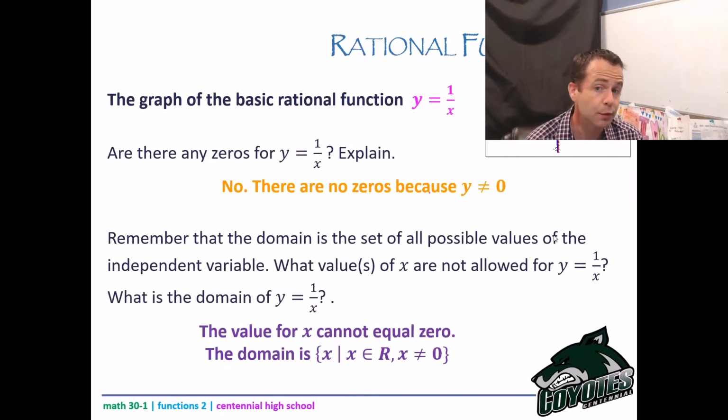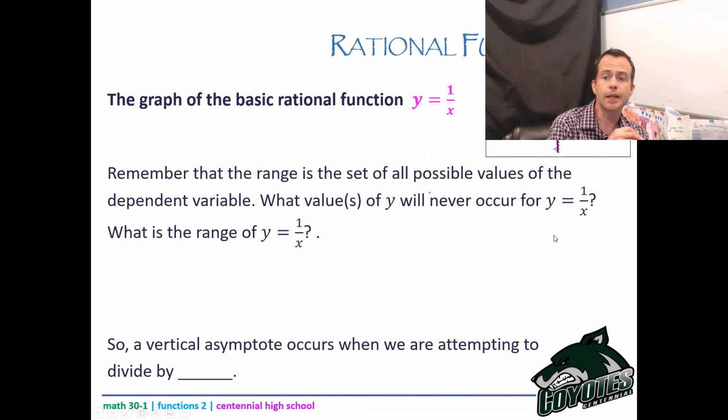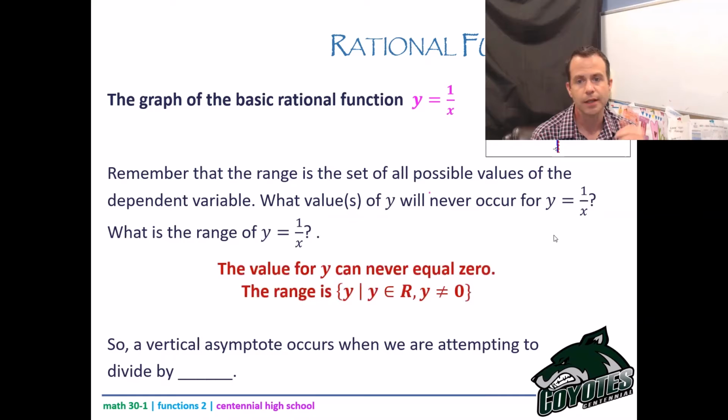Remember that the range is the set of all possible values of the dependent variable. So all the y values. What values of y will never occur? And again, that one is y equals 0. And so the range, same sort of conversation for this one, except that it's y instead of x. All the values of y such that y is a member of the reals. Y can be anything we want as long as it's not 0.